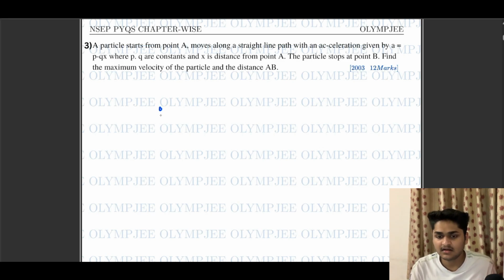So we know that the particle is starting from A. Velocity at A will be 0. And acceleration at A is P, and we put x as 0.